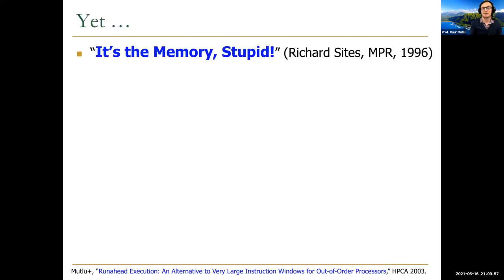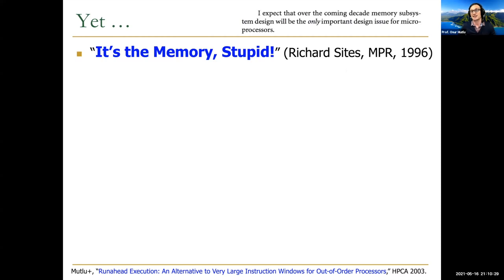And we know that memory is a huge bottleneck. This is very well known. This is actually a quote from Dick Sites, who was the chief architect of Alpha processors in the 1990s. After his team designed a flagship processor, which was the fastest of its time, he basically wrote a one-page paper at Microprocessor Report saying that we designed this chip to finish 4 instructions every clock cycle, but the chip is finishing 1 instruction every 4.7 clock cycles. It's operating at 1/18th of its peak capability. Why? It's waiting for data from memory. And he basically says, I expect that over the coming decade, memory system design will be the only important design issue for microprocessors.